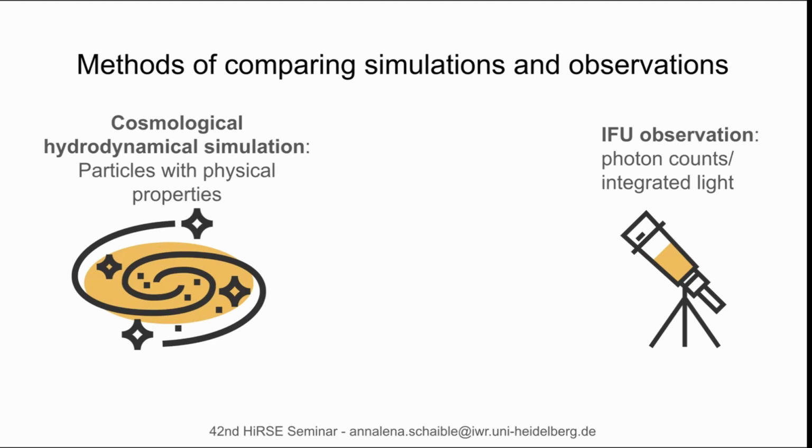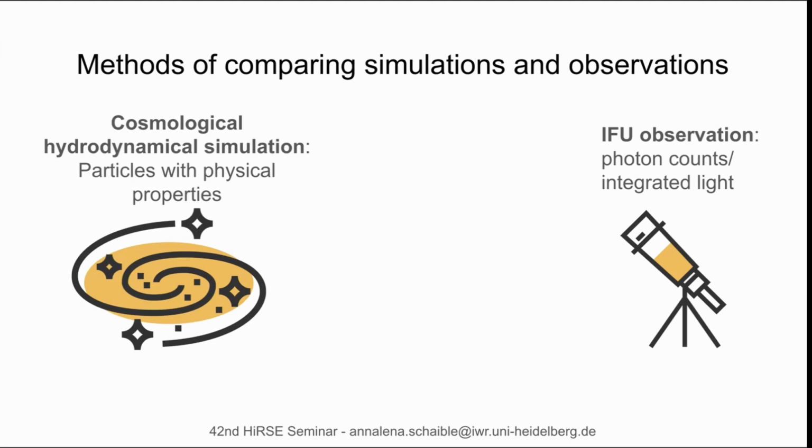But the problem is really that they cannot directly talk to each other. So for example, in simulations, we have stellar particles with physical properties like velocity, coordinates, mass, and so on. And these properties cannot directly be compared to observations, because for observations we get spectra or images, which are a kind of integrated light. So we basically count photons.